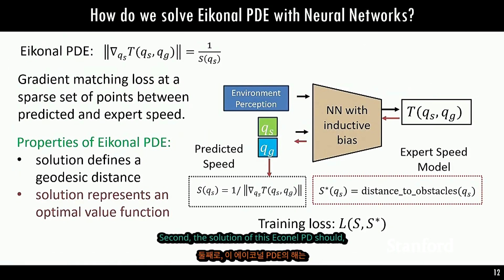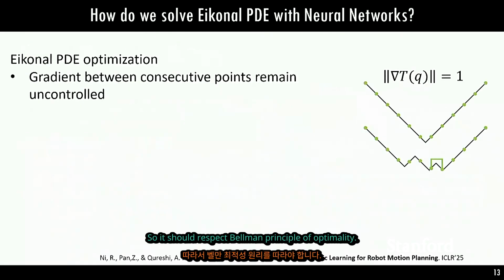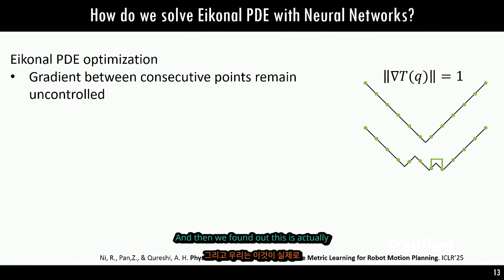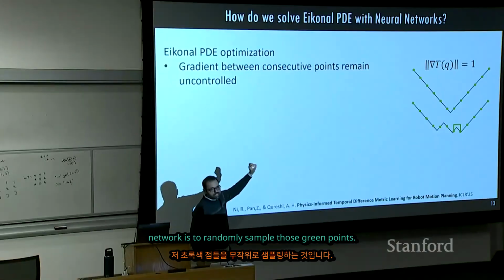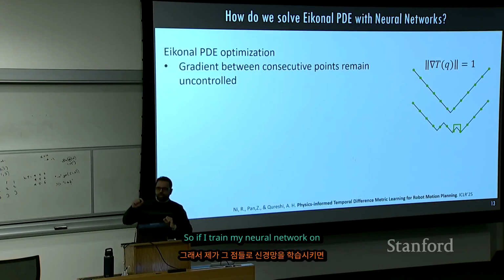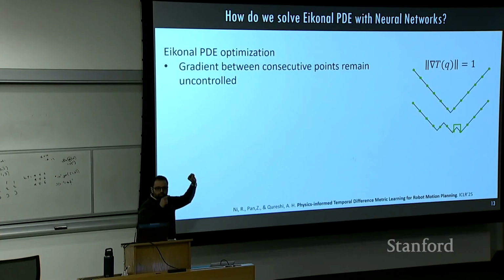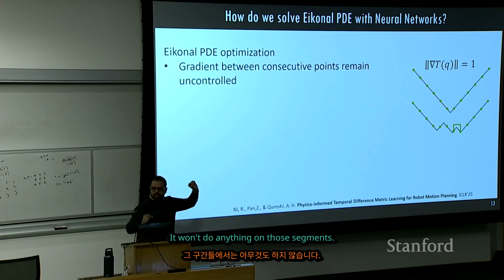Second, the solution of this eikonal PDE is a value function, so it should respect the Bellman principle of optimality. We found this can solve the problem of our gradient being uncontrolled between conjective points. So think of this simple eikonal PDE. It is an absolute function, and the way I am training my neural network is to randomly sample those green points. If I train my neural network on those points, it will only minimize the loss function on those points. It won't do anything on those segments.